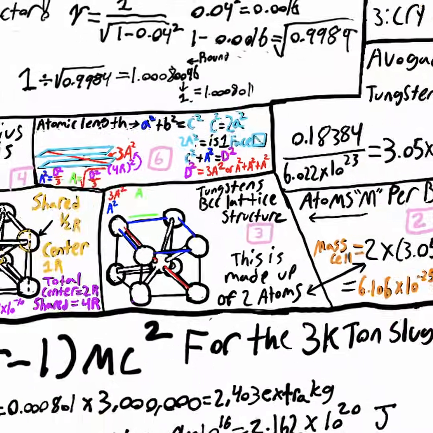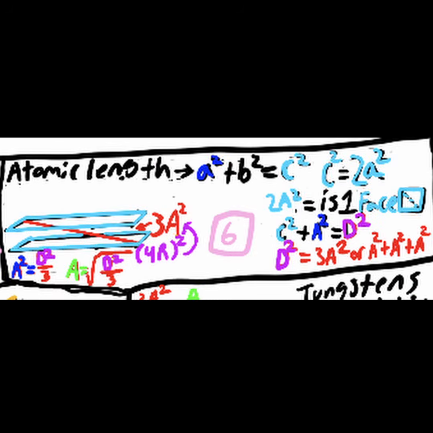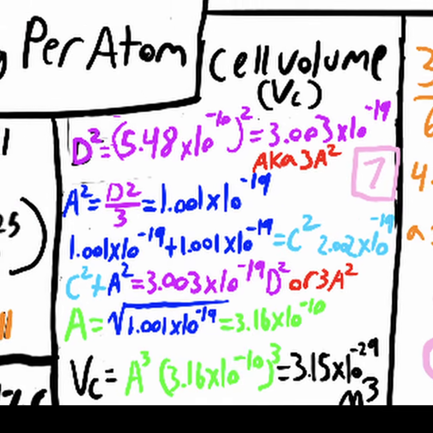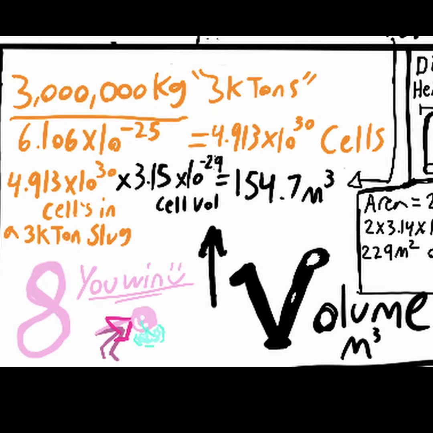Step number 6. Do the Pythagorean theorem, but evil. Why is that important? It's to figure out the distance between one atom and the other. Why is that necessary? Because we're trying to find the volume. Step 7. Find the volume. JK, it's to find a cell volume. Step 8. Find the actual volume of the projectile.